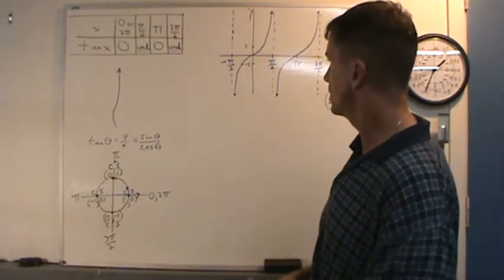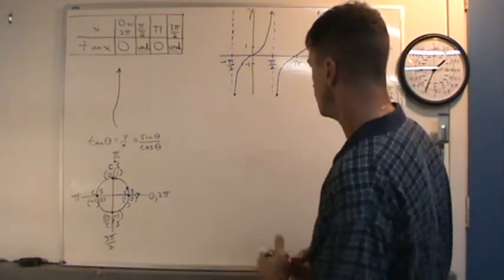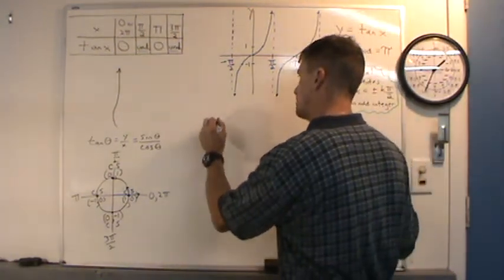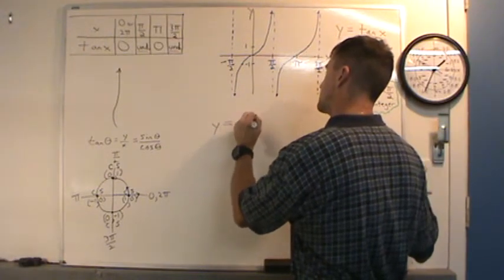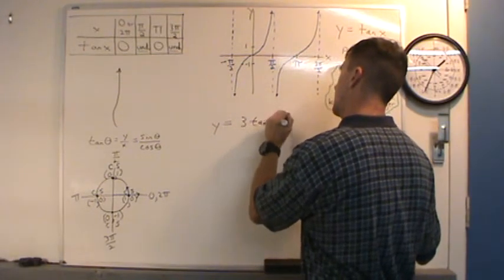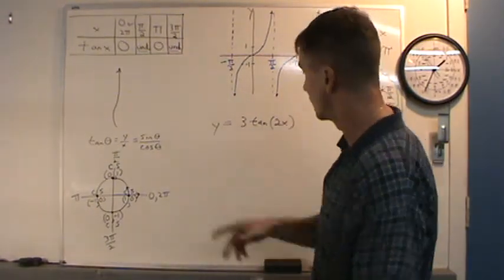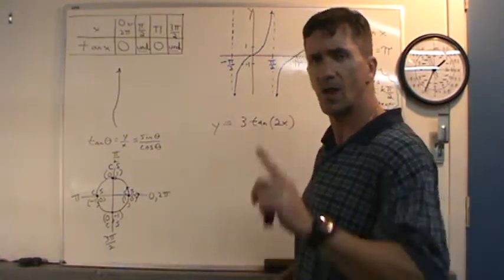So I'm going to get started. I'm going to put down an example: y equals 3 tangent of 2x. And we will sketch 2 periods of this graph.